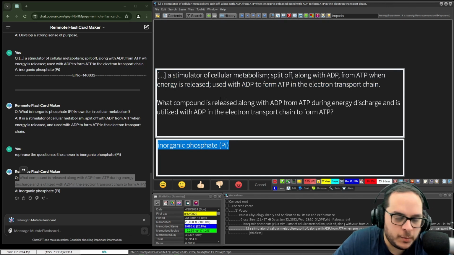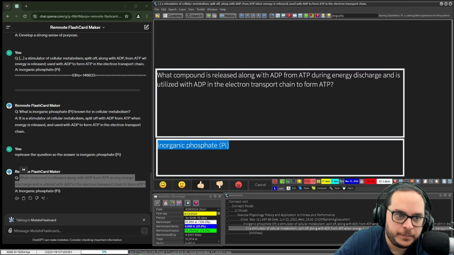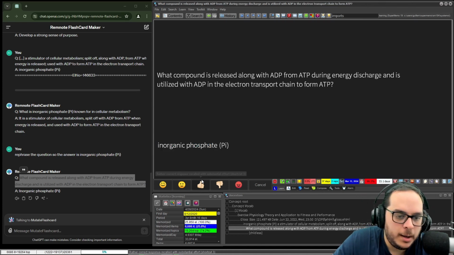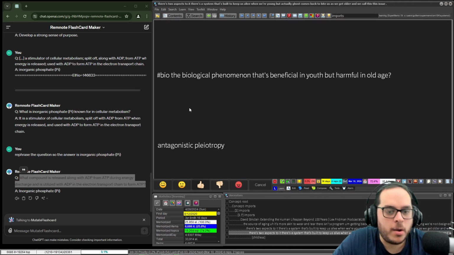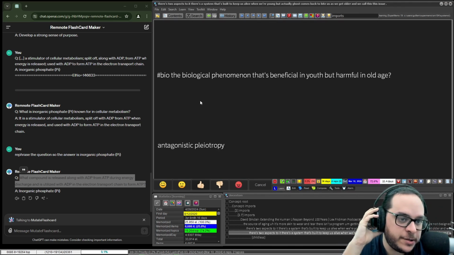Cool. So the issue here is that simulator of cellular metabolism is not in the question. Will it be good enough for me? I don't know, it depends on the point of this card. So: what compound is released along with it during energy discharge and is utilized? Inorganic phosphate. Cool. Let's proceed.